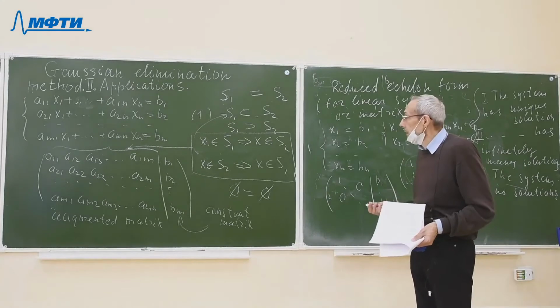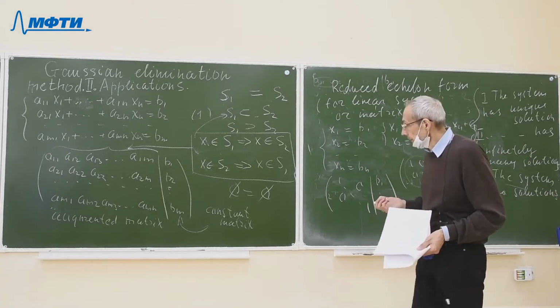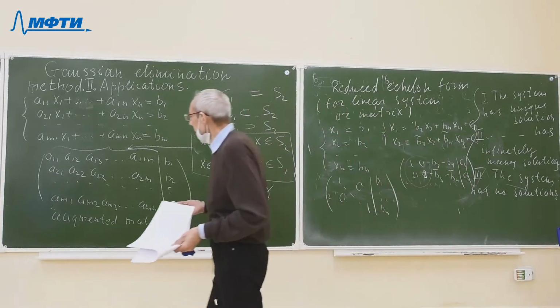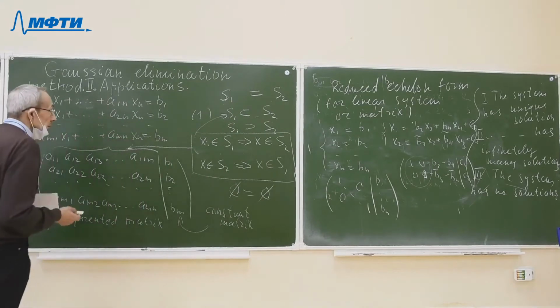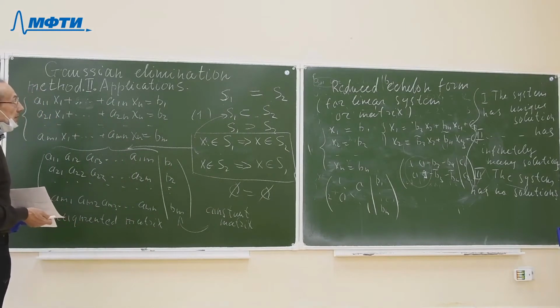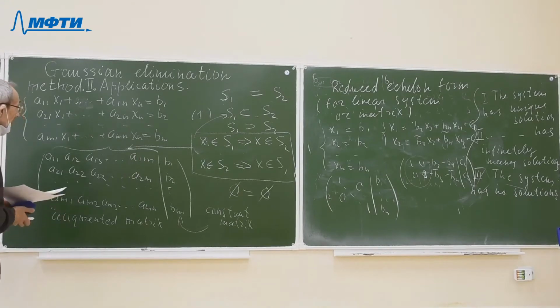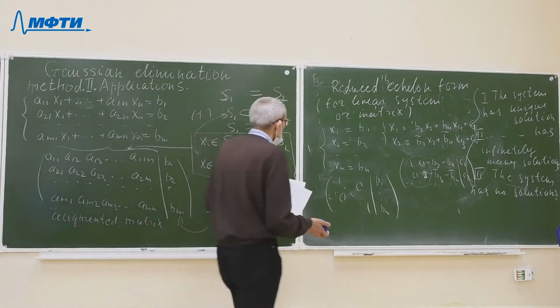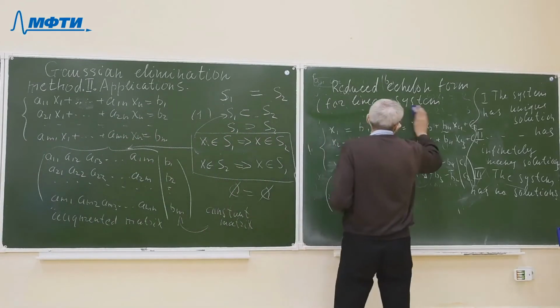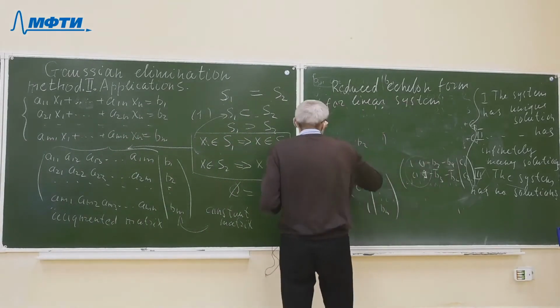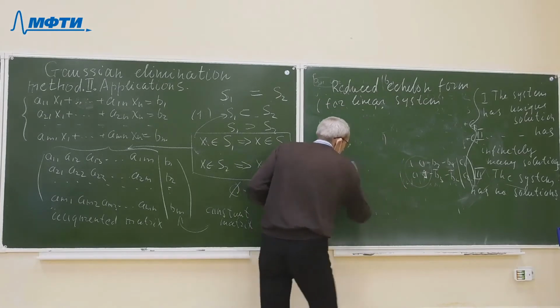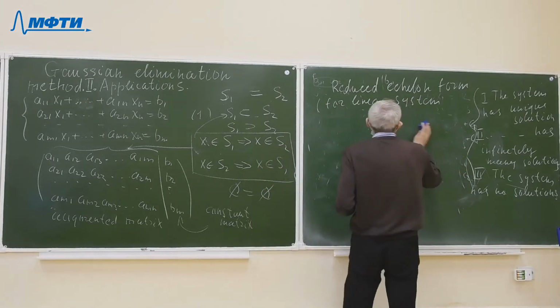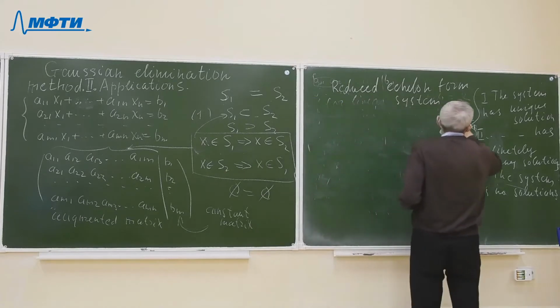And what operations can we use for reducing the linear system to a simpler form? We use the following three types of operations, and we call these operations elementary operations.